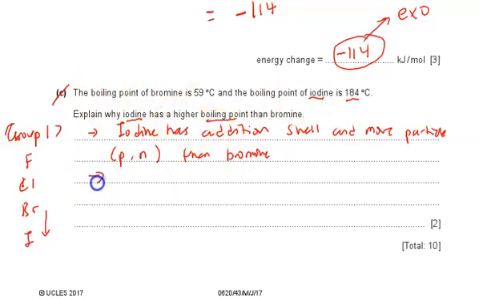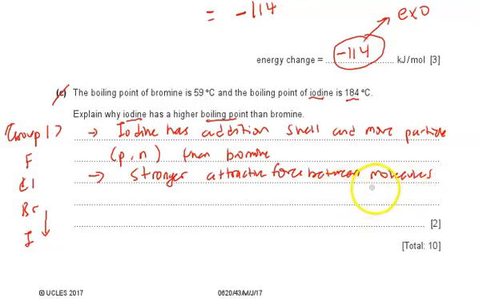So what happens if you have more particles? Iodine will have a stronger attractive force between these molecules. When you have stronger forces between the molecules, obviously your boiling point will be higher. So this is the answer. This is for 2 marks and we have completed the second question. Total for the second question is 10 marks.